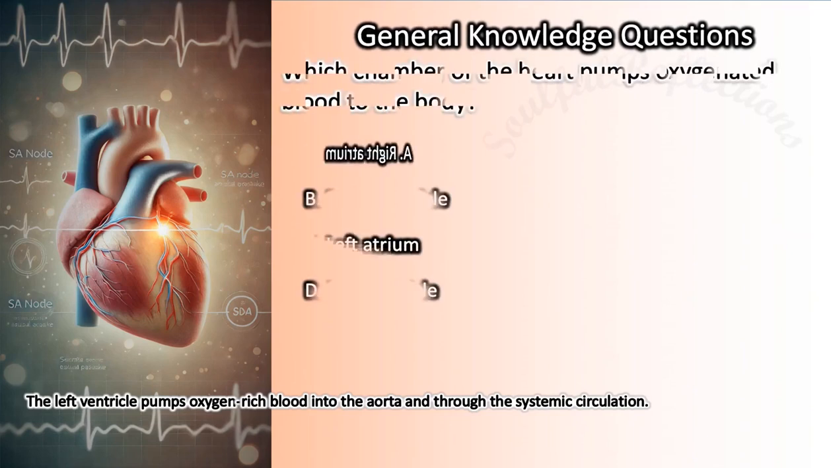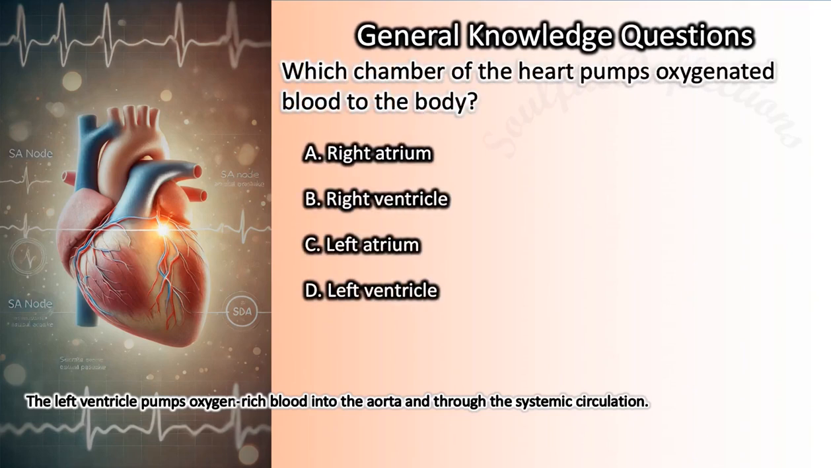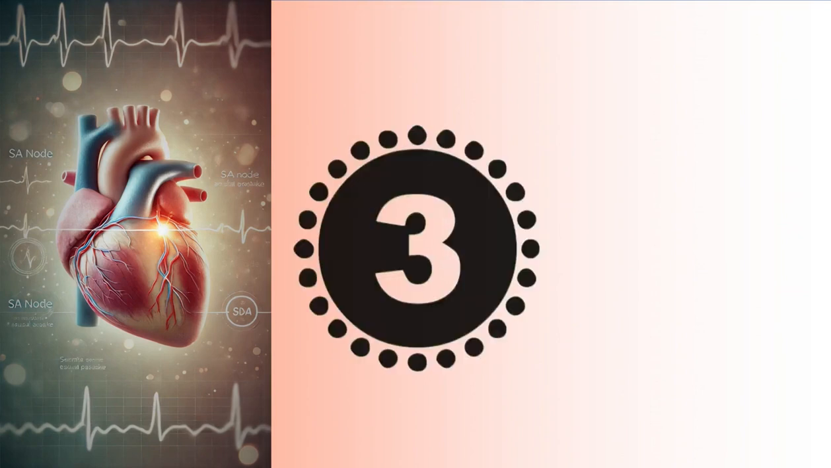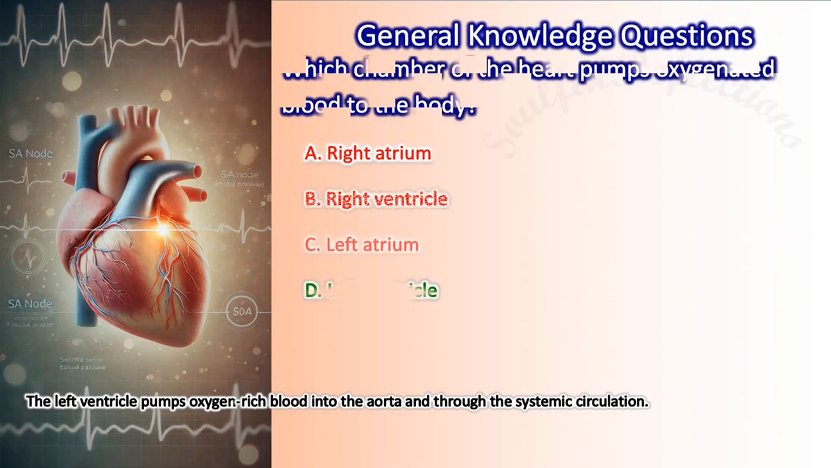Which chamber of the heart pumps oxygenated blood to the body? Option 1, right atrium. Option 2, right ventricle. Option 3, left atrium. Option 4, left ventricle. The answer is Option 4, left ventricle.